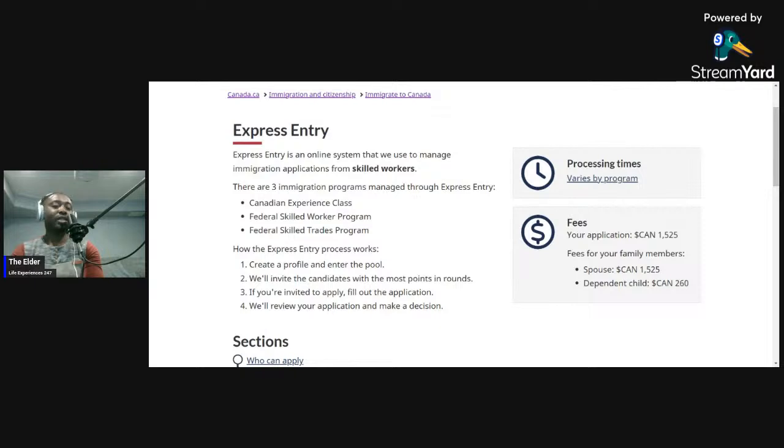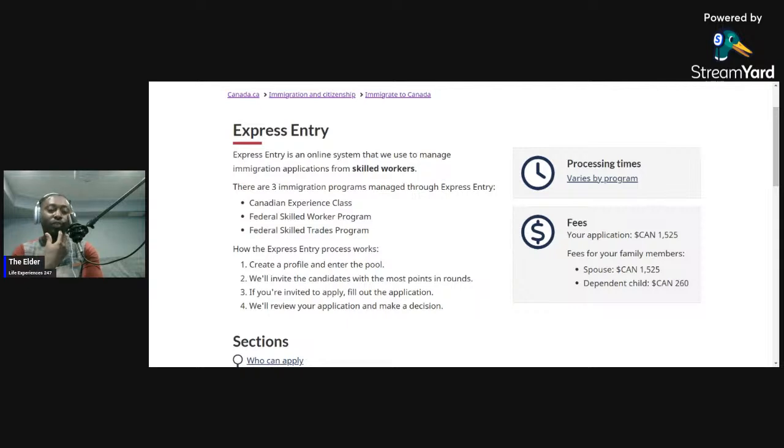So you have the Canadian Experience class. Canadian Experience class, as the name implies, is for people who have experience in Canada. Experience in Canada means you have schooled in Canada before, or you have worked in Canada before. If you fall under any of these two, if you've either worked here or schooled here, that means you can fall under the Canadian Experience class.